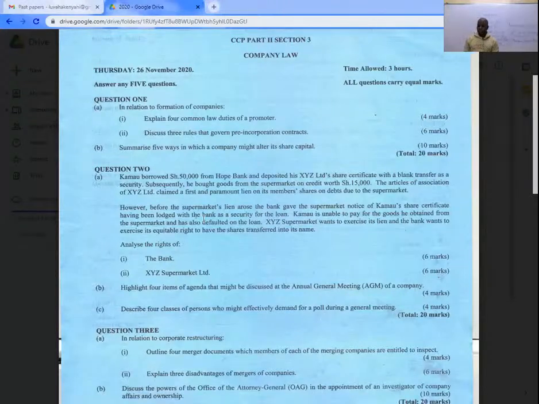You can simply say the bank is a mortgagee of the shares of Kamau, of Kamau's shares in XYZ Limited, full stop.